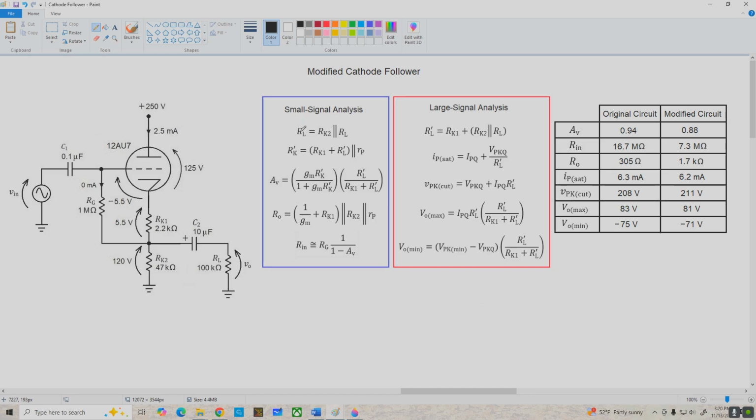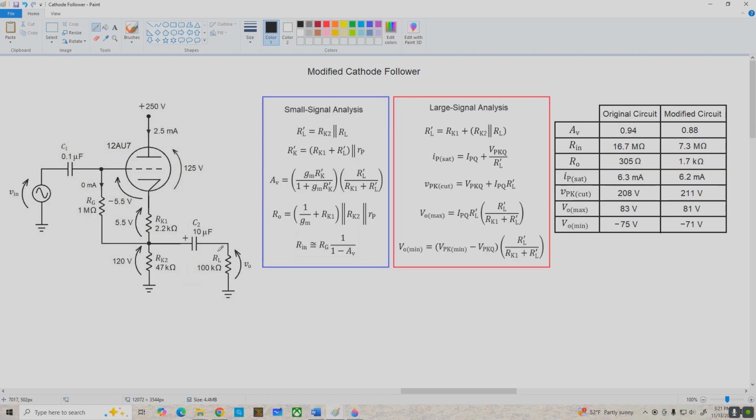Our new R prime L is RK2 in parallel with RL, and the total cathode AC small signal resistance is now R prime L plus RK1 in parallel with the dynamic plate resistance, and both of these equations are different than the previous version, and their effect will be reflected in the first factor of the voltage gain equation here, and the second factor is due to the existence of a voltage divider here consisting of RK1 and the total AC resistance down this way, R prime L. So our overall voltage gain is going to be lower, and depending on the value of RL, it can have a pretty drastic effect on these equations.